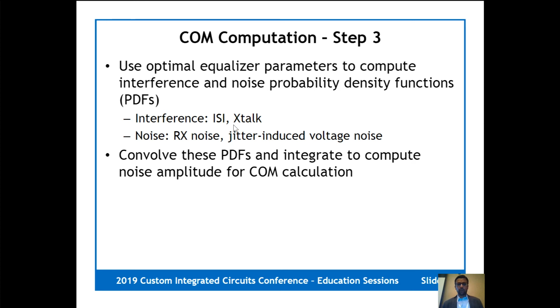Here we take into account the deterministic and bounded nature of ISI and crosstalk, and then convolve it with all the other, more Gaussian noise sources to get a more accurate representation of your receiver noise distribution, and then finally use that in order to do your computation.